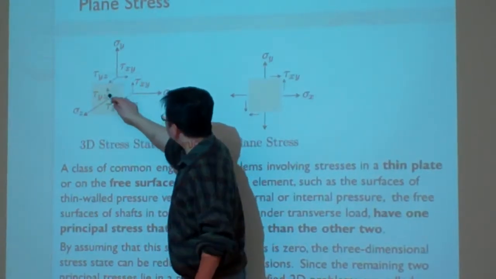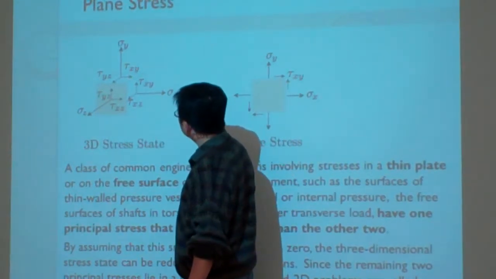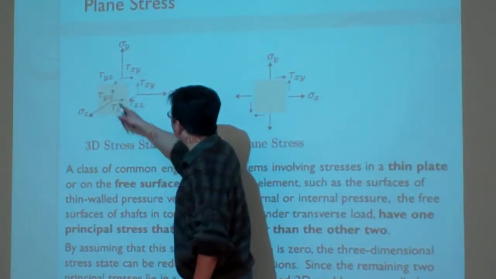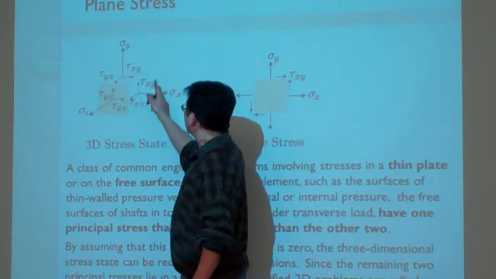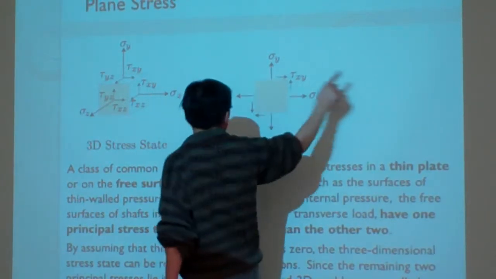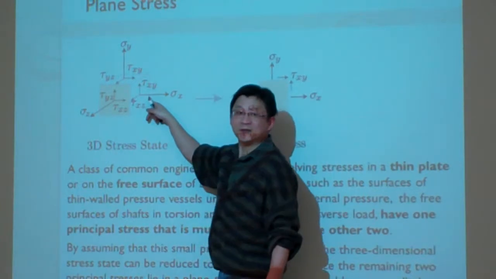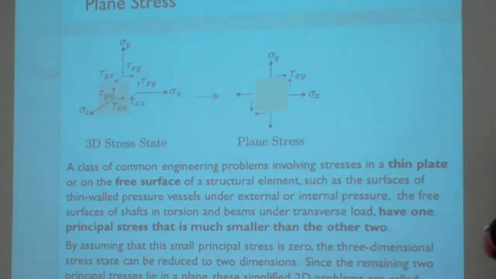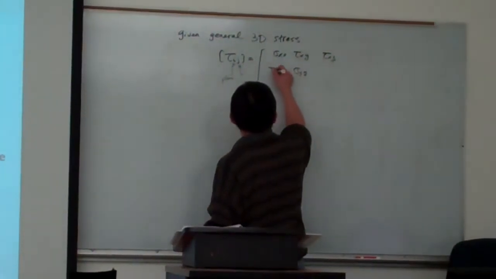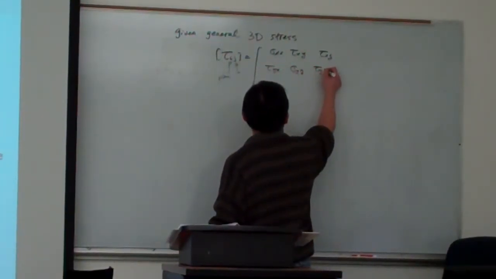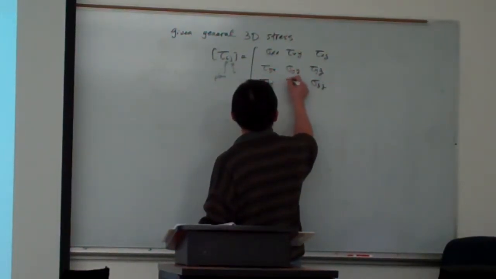In terms of this one, these are the x direction, y direction, z direction. In this way, the first row indicates the stress element on this plane. The second row is sigma y, tau yx, tau yz, and the third is sigma z, tau zx, tau zy.